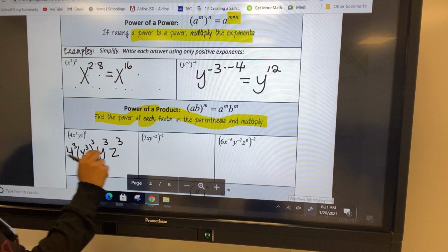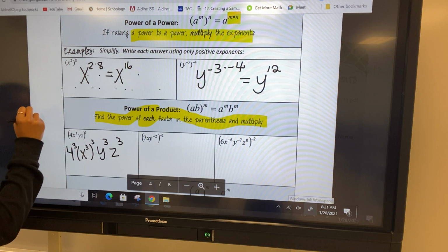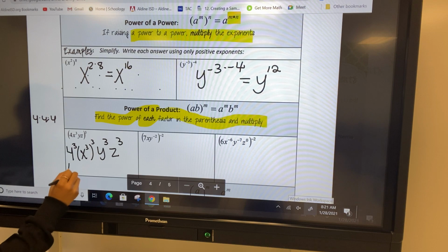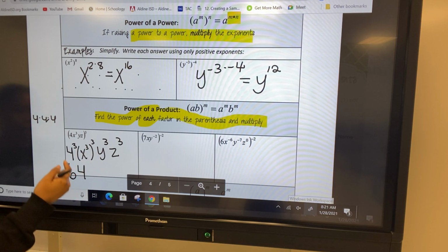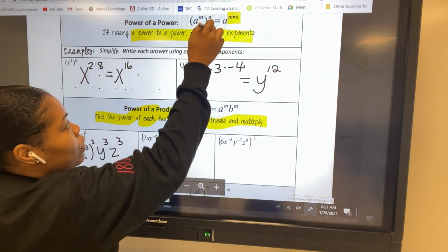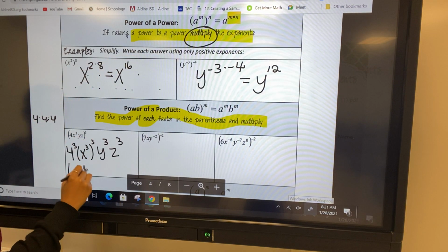And so now everything in here has been raised to the third power, and now we need to simplify. 4 to the power of 3 means 4 times 4 times 4, which if we do a little bit of math, that's going to be 64. And then here we're raising a power to a power. So when we do that, we're going to multiply. So 3 times 3 is 9. So we're going to get x to the power of 9.